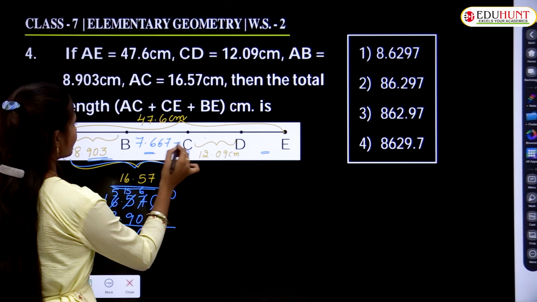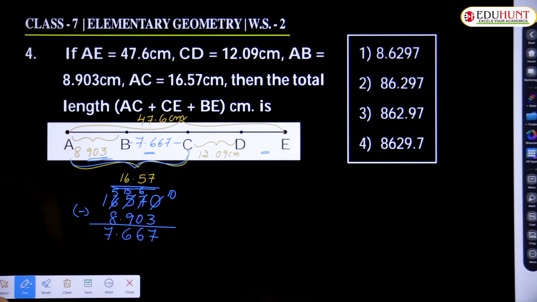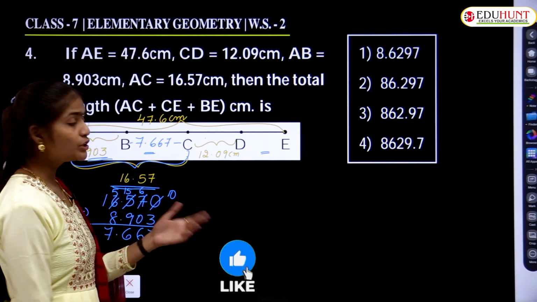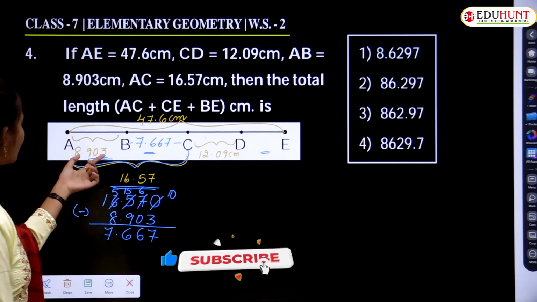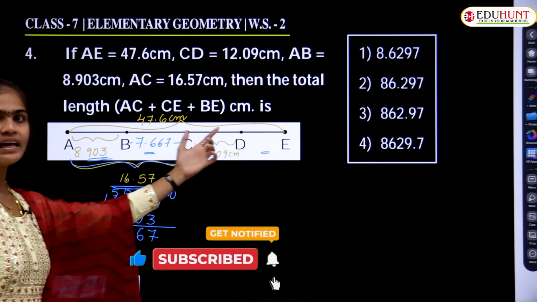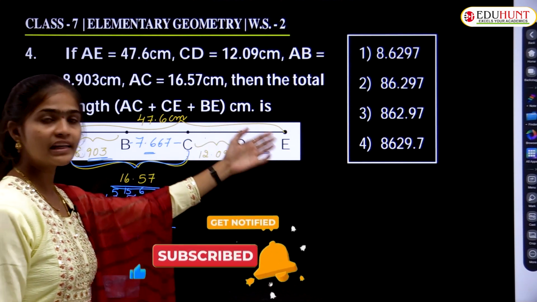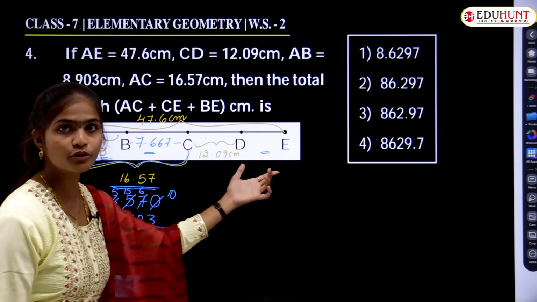7.667. So that is the measurement of BC. So now which one we have to find out? We have to find out the measurement of DE. Now we have the measurements of AB, BC and CD. Now we need to calculate the measurement of DE. So how to find that?